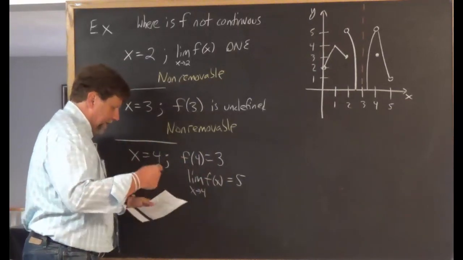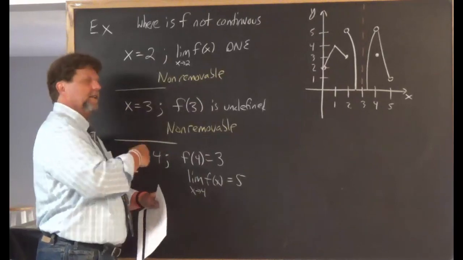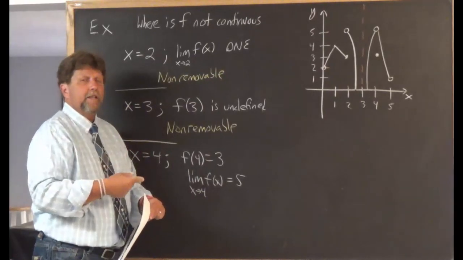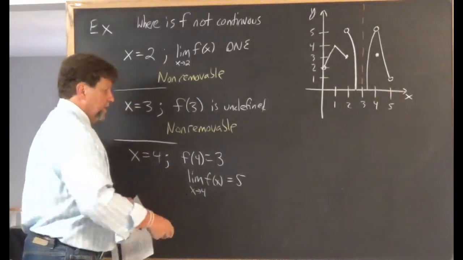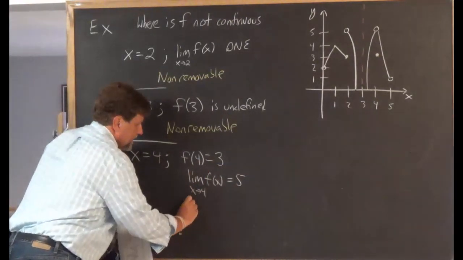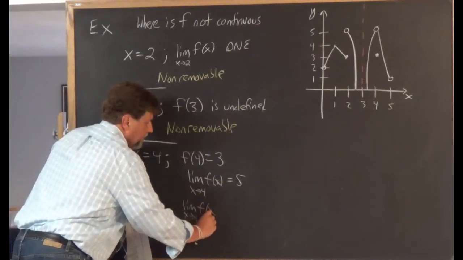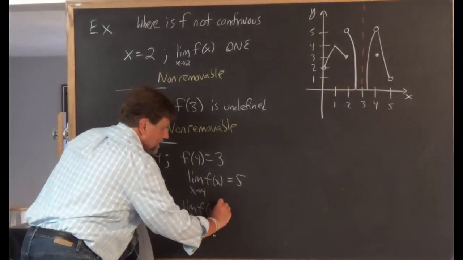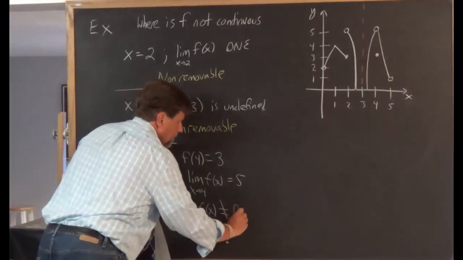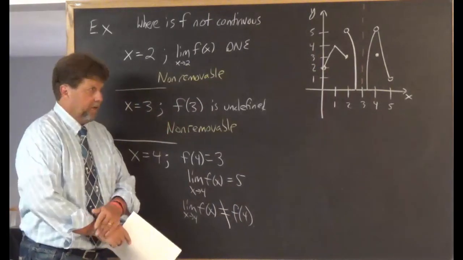So why is it not continuous? Why is x equals 4 not continuous? Why is it discontinuous? These aren't equal. So in short, we would say the limit as x approaches 4 of f of x does not equal f of 4. That is why it is discontinuous.